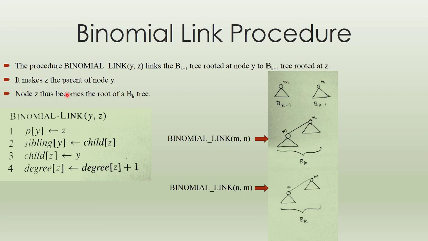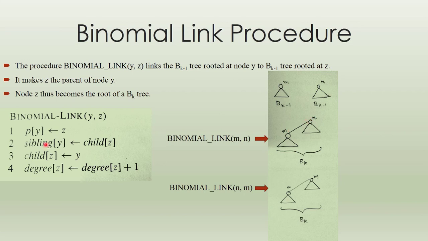Node z thus becomes the root of a B k tree. Suppose I have two B k minus 1 trees with m and n as roots. I am calling binomial link m comma n. So y gets m and z gets n. P of y equals z. That means parent of m will be n. Each node contains a parent field. There I am storing the address of n.